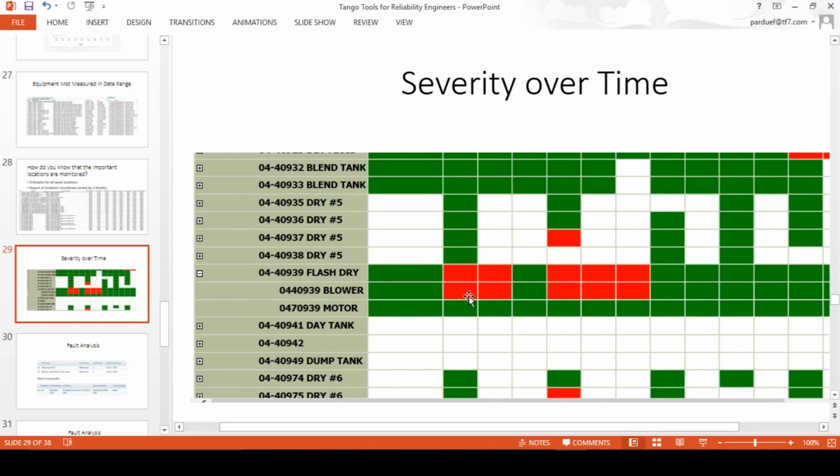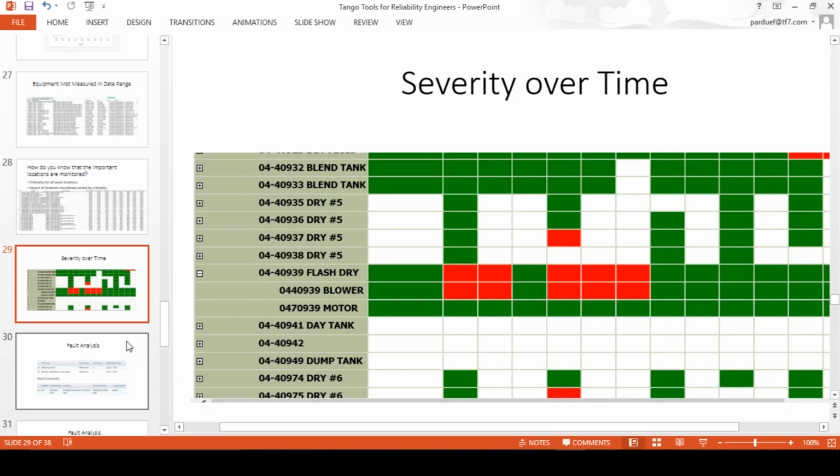I had another report that's kind of interesting, the severity over time report. I'll show you how to run that in a moment, but in this particular case I picked an area of the plant and ran the report. One thing that jumped out at me is this flash dryer was in alarm, then it was okay, then it was in alarm again. So I said, that's kind of interesting. Let's take a look at that. So this is 12 months, and it's by technology. It's 12 months of any technology you're applying.